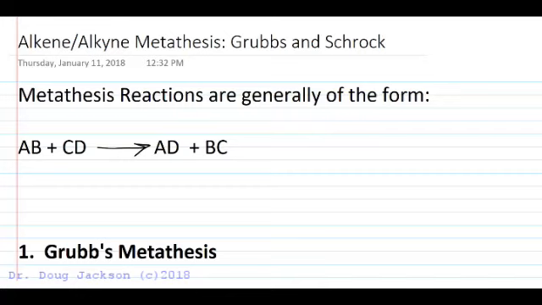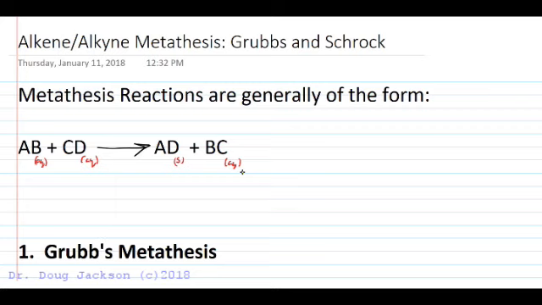Let's have a look at alkene and alkyne metathesis. So in general, a metathesis reaction is going to exchange two partners like we see in this reaction. You might remember metathesis reactions from precipitation reactions from general chemistry. You might have two aqueous salts that swap partners. One of them would form a solid and one would remain spectator ions in the product mixture. We might have called those double displacement reactions, but metathesis reaction is a general term.